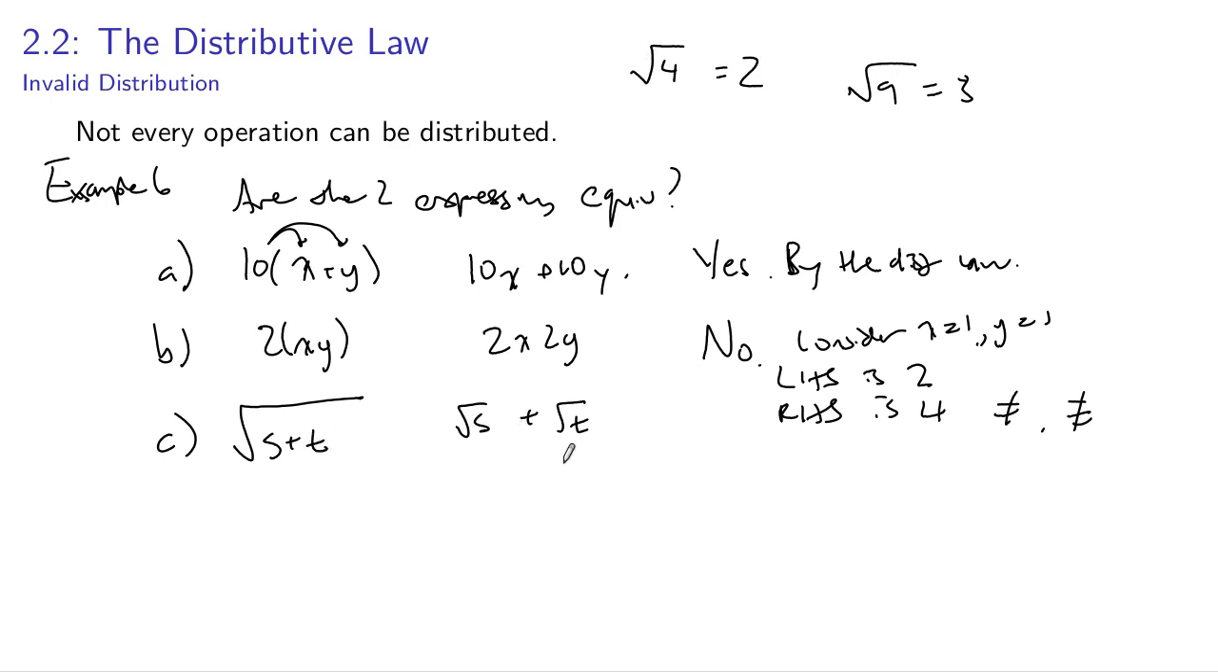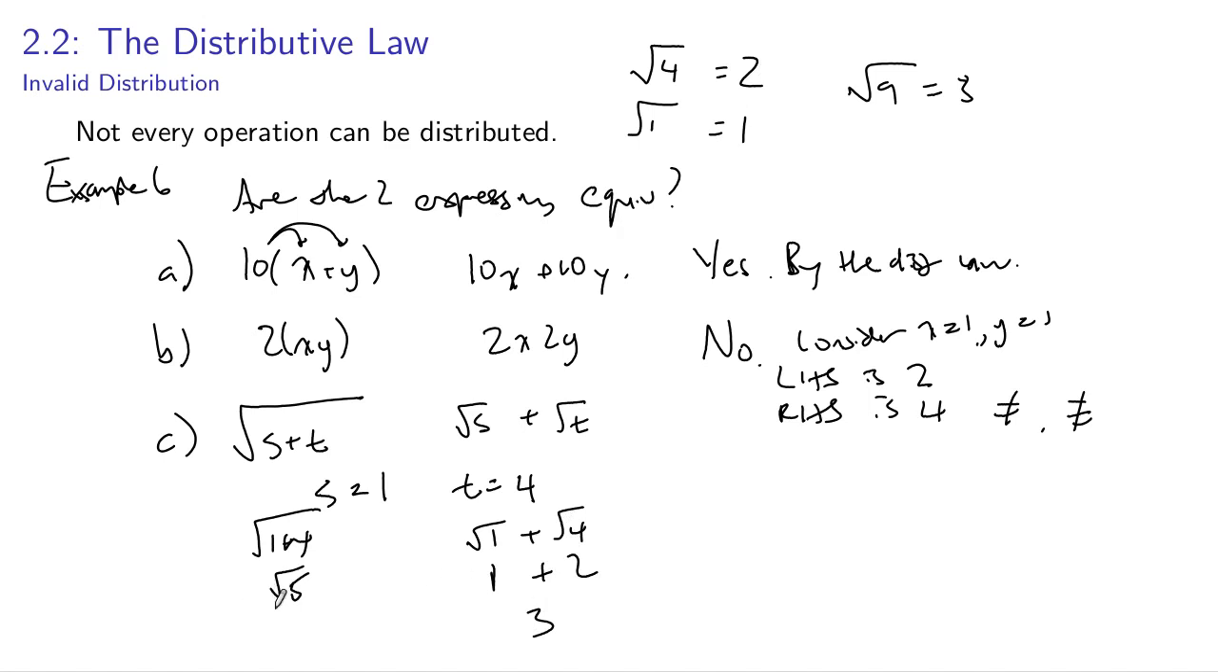So let's put in some numbers here. S is 1. And t is 2. So we'll have, or maybe we should pick a perfect square. T is 4. So we'll have on the left the square root of 1 plus 4, which is the square root of 5. And on the right we'll have the square root of 1 plus the square root of 4. Well, the square root of 1 is, what number do I have to multiply by itself to get 1? 1. 1 times 1 is 1. And the square root of 4 is 2. 1 plus 2 is 3. And 3 is not the square root of 5.